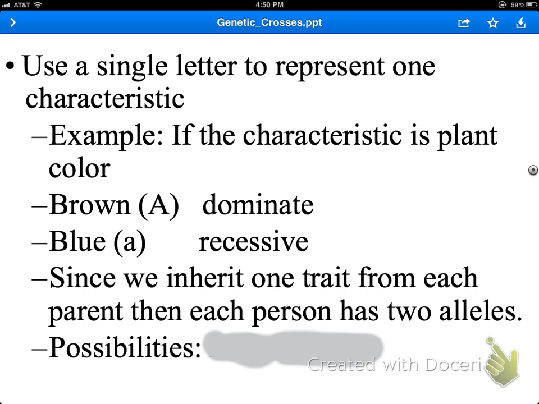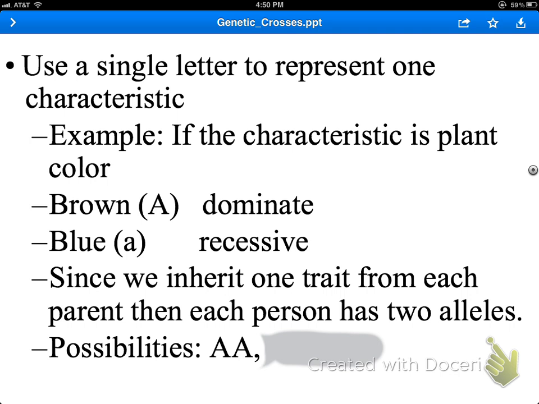So let's look at an example. If the characteristic is color, we could have a brown allele, in which case it's showing a dominant trait, or we could have a blue allele, which is showing a recessive trait. Now remember, we inherit one of these traits from each of our parents. So the possibilities that we can list is we could inherit a capital A from one parent and a lowercase a from another, so it would be written this way.